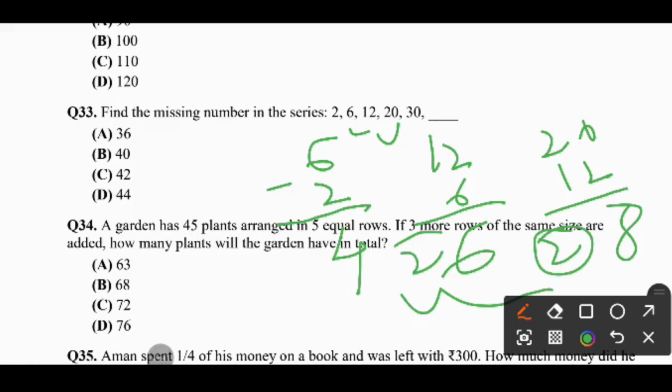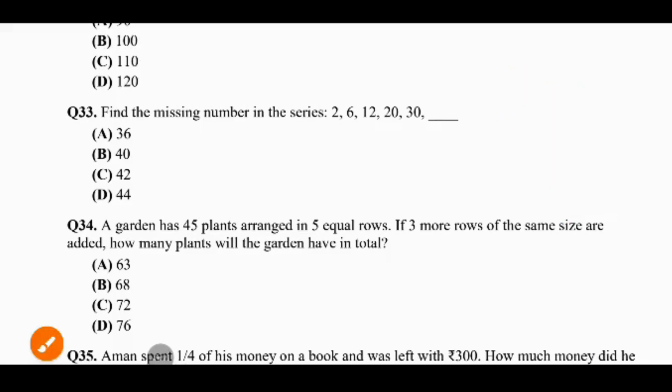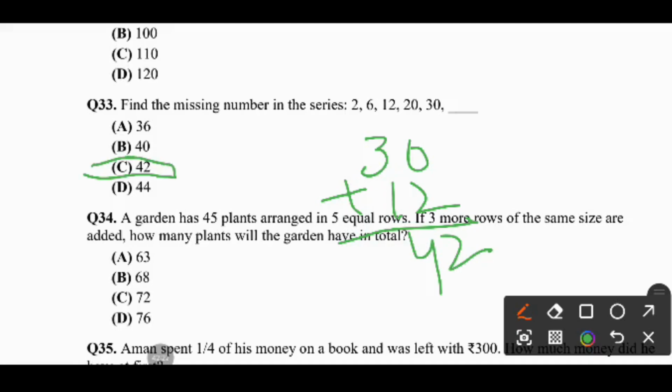The difference increases by 2 each time, and we will check here also, 30 minus 20, 10. Great. Now it's clear that there's a difference of 2 in each. What we will do now, to find the right answer, is 30 plus 12, because on subtracting 20 from 30 we got 10. 10 plus 2 is 12, and the number will be 42. Answer C.